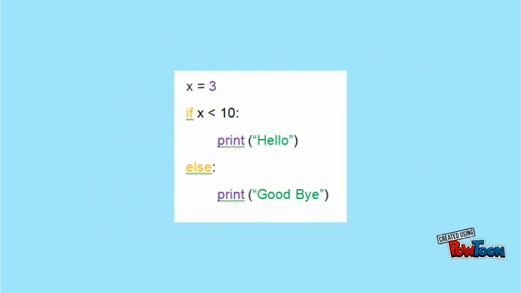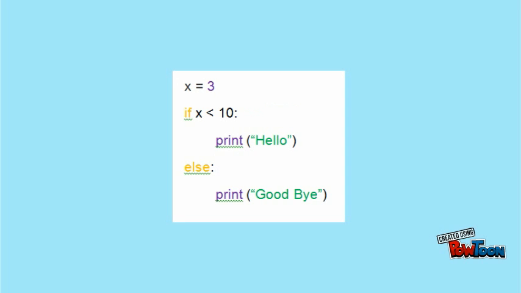Let's try this one. On this one, the value of x is given to us. Remember the single equal sign? Well, it's telling us that x is equal to 3. The if statement tells the computer to check if the value of x is less than 10. Well, the value of x, which is 3, is indeed less than 10. So the if statement is true. Therefore, the program will display hello.